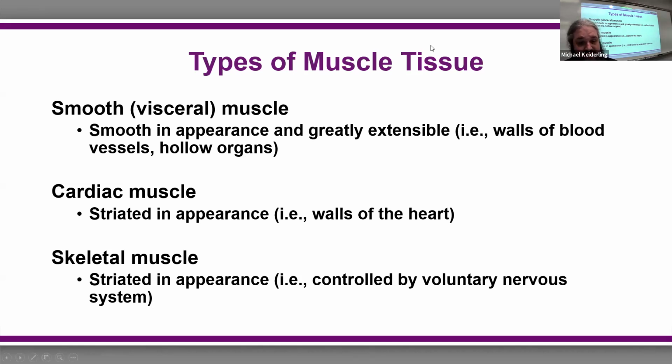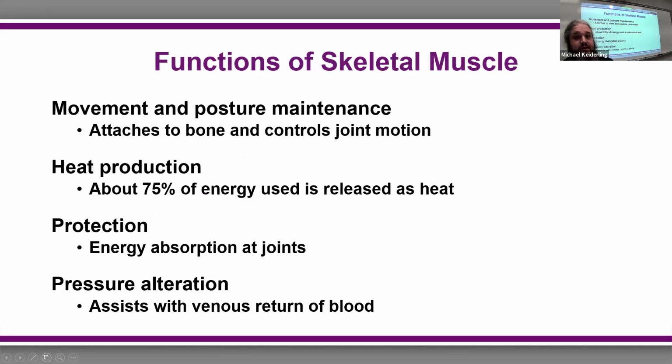And then there is skeletal muscle. This is striated in appearance, and it's controlled by the voluntary nervous system. While the smooth and cardiac muscles are more controlled by the involuntary nervous system. Not completely, but more controlled by the involuntary nervous system. So we're going to focus on skeletal muscle because it's the primary thing that generates movement of the body.